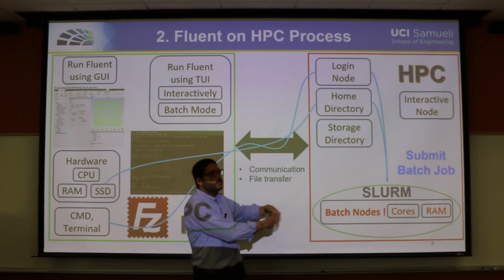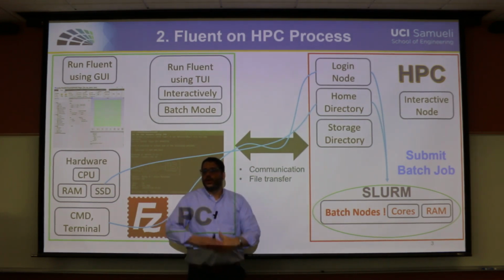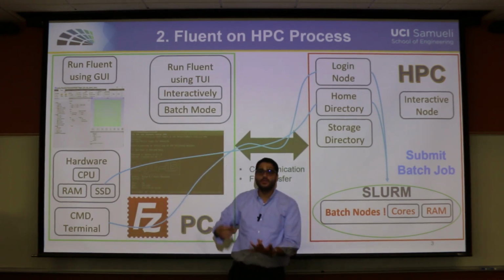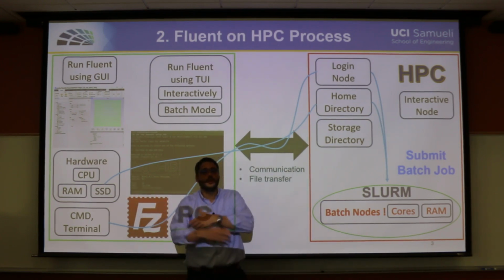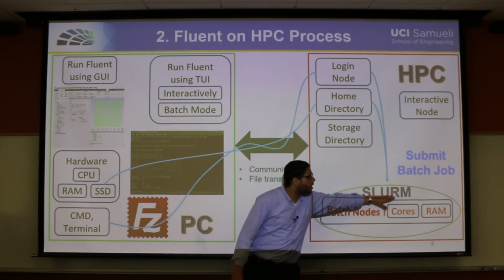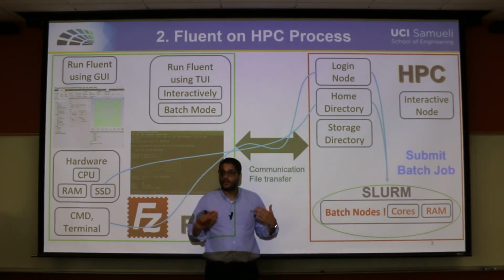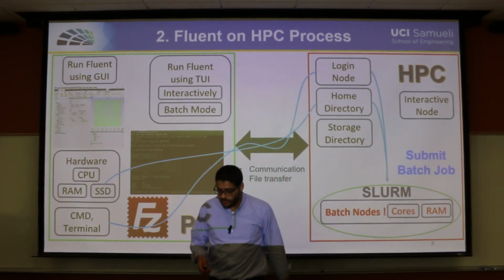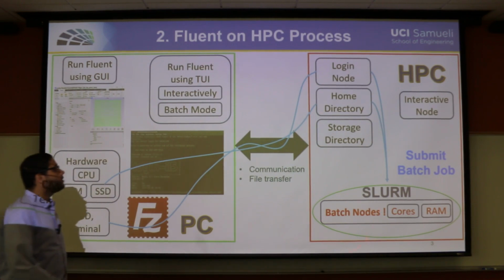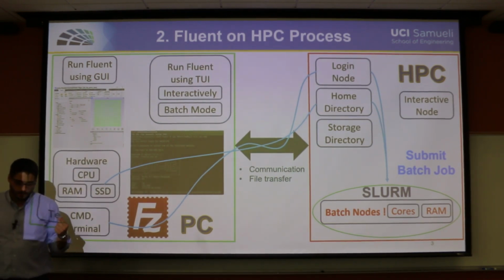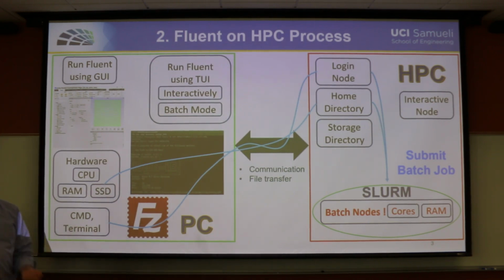Actually, if you just google Slurm with HPC, you will find tons of manuals from universities all over: Stanford, MIT, UCI, of course, UCLA, Texas Austin. Most of these universities have a Slurm scheduler, and you deal with that Slurm scheduler to submit a batch job. Okay? So this is the process. If anyone figures it out, you will be able to run a Fluent job on the HPC.